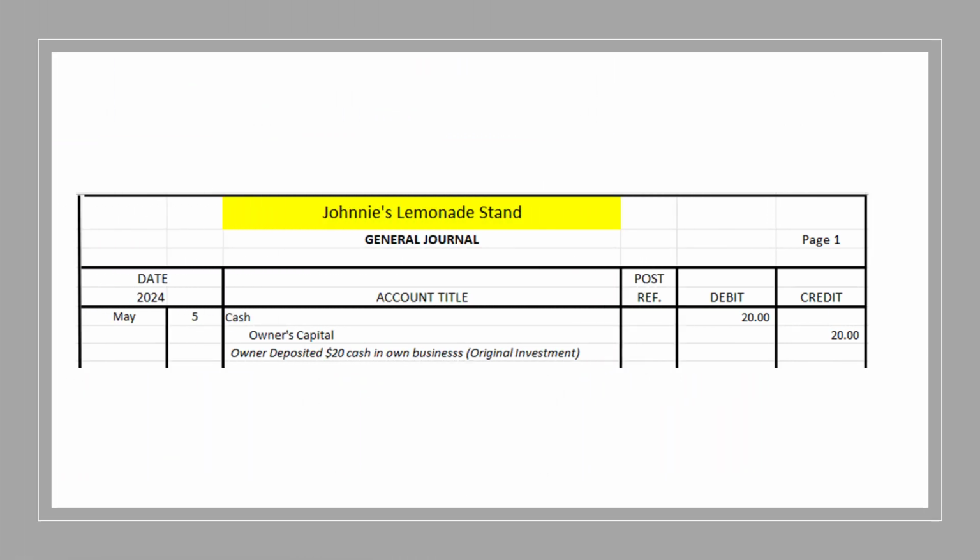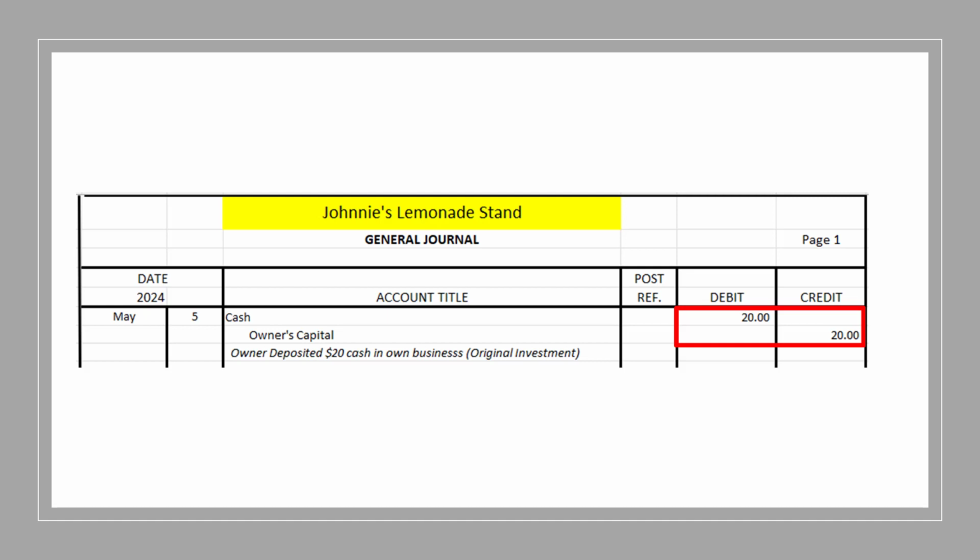We keep track of all the transactions that occur in a business in a journal called the General Journal. Larger companies may have more than one type of journal. The General Journal consists of the page number, the date of the transaction, the account title, a posting reference, which I will discuss later, and the values for the debit and credit.